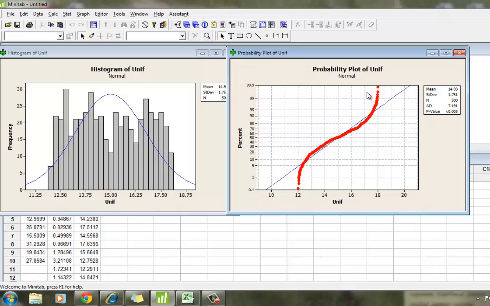You see here this upside-down S-shaped pattern indicates that we have more clustering than we expected within our data set. We don't have the observations that are lower than 11.25 or greater than 18.75 that we would expect if it was truly from a normal distribution.